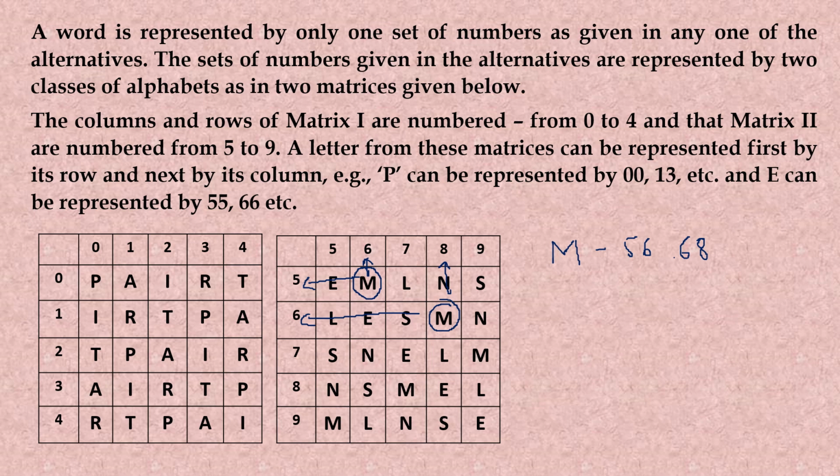So we get 68. Then we find another M here. So the row number here will be 7 and the column number will be 9. So that makes it 79. Another M here. The row number is 8 and the column number is 7. That makes it 87. And another M here. The row number is 9 and the column number will be 5. That makes it 95. That means every alphabet can be represented by a set of 5 numbers.